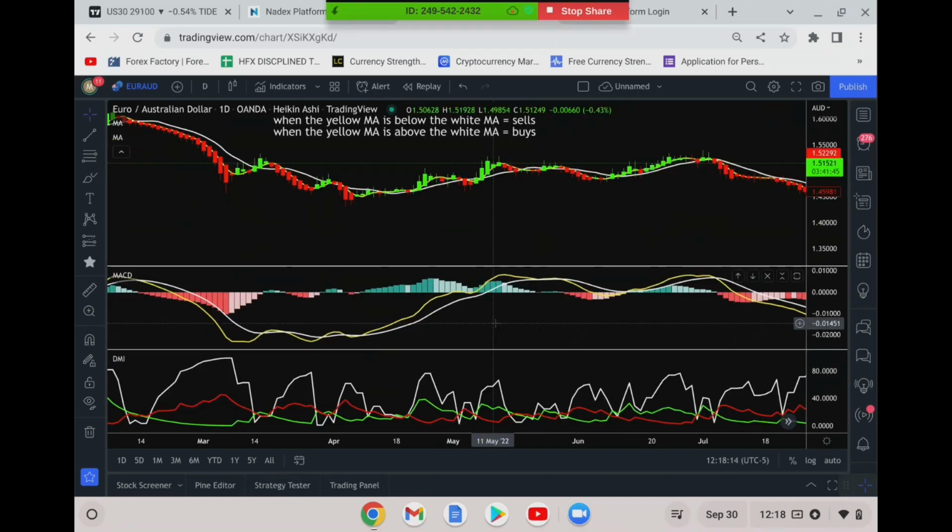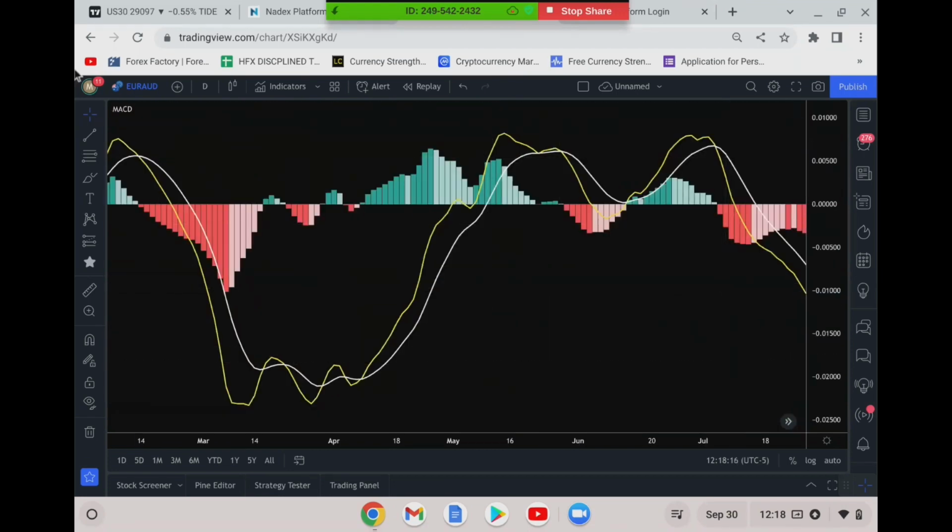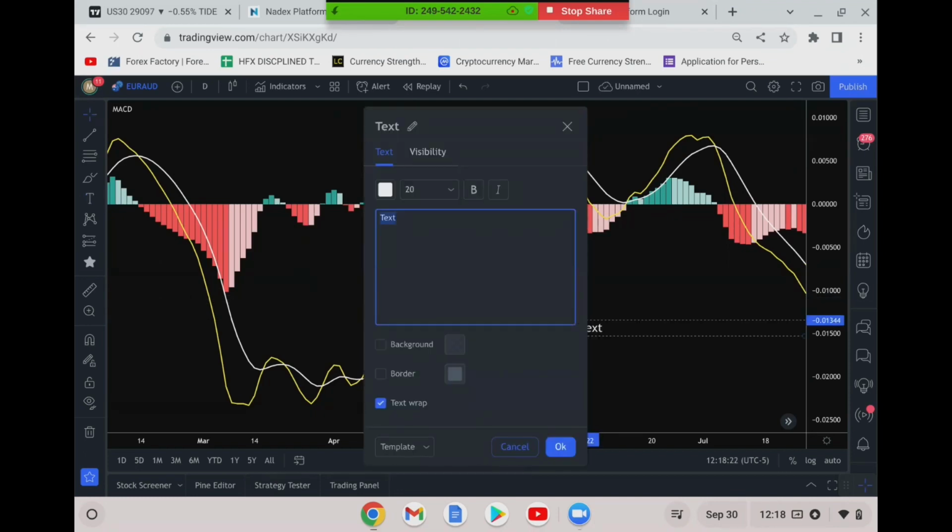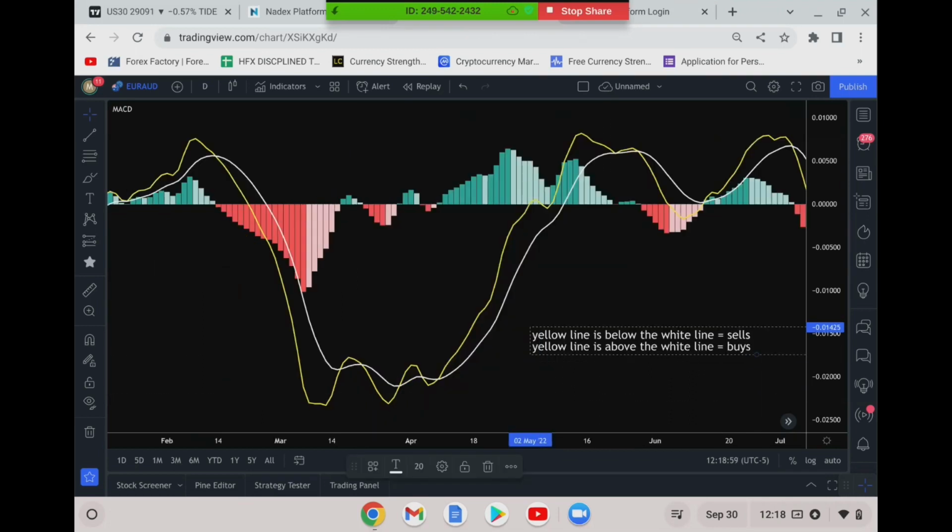What do we want to see here on our MACD? So it's honestly going to be the same exact thing for our MACD. When the yellow line is below the white line, again, you're going to be looking for sells. And when the yellow line is above the white line, you are going to be looking for buys. It's just that simple. So if we were looking for a sell opportunity on the moving average, we would have wanted to see our yellow line crossing below our white line.